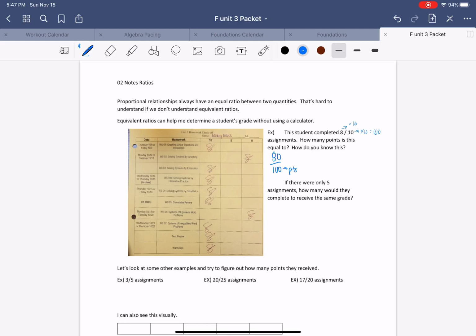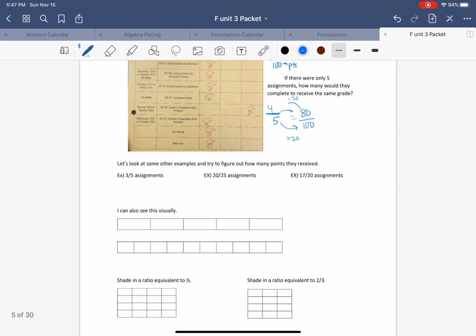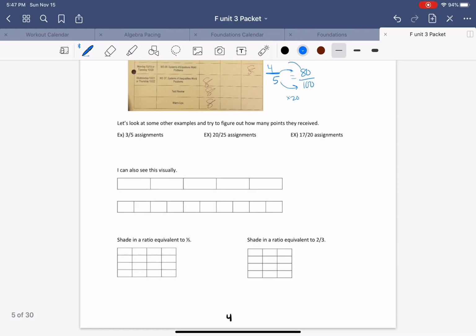Let's say there were only 5 assignments. In order for this student to also get an 80, 5 times 20 is 100, so I know that some number times 20 is 80. So I do 80 divided by 20, I get 4. So they would have to complete 4 assignments out of 5 to get an 80, or 8 assignments out of 10. So let's look at some other examples and try to figure out how many points they receive.